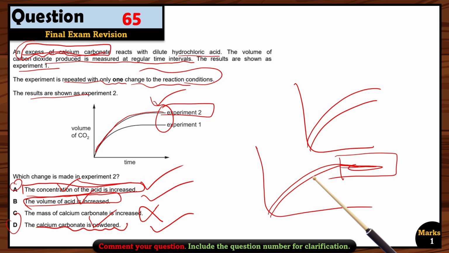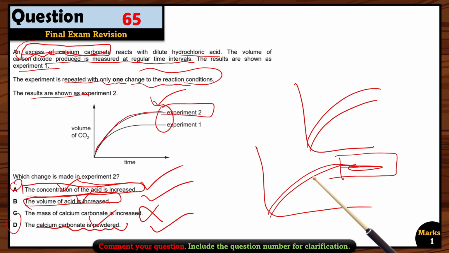So it means the only option that can be right here is the volume, because they increase the volume. So now the concentration is also increased and the volume, the number of the particles also increase. So more chances of collision and also there are more number of particles to collide. So that's why you have more volume of carbon dioxide. So the best option here should be B.